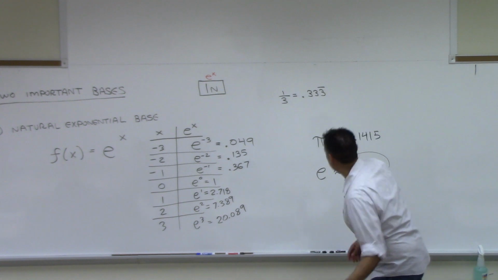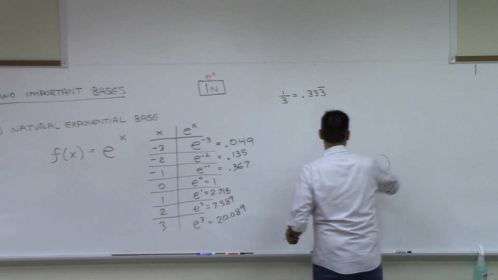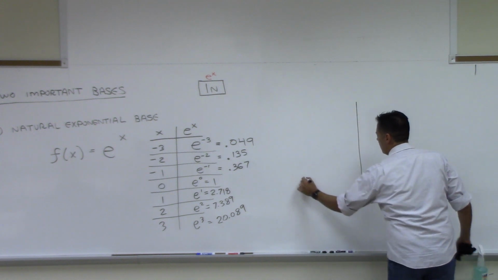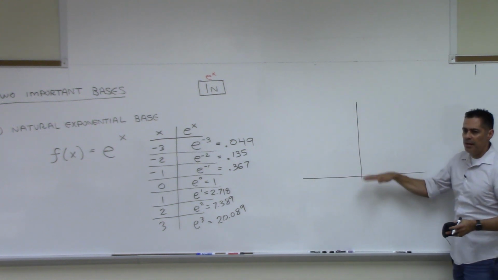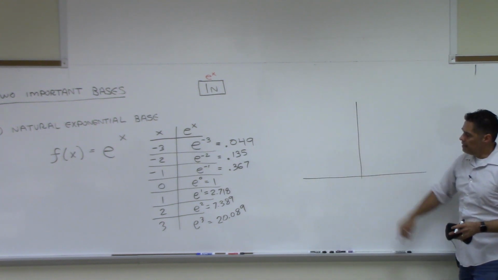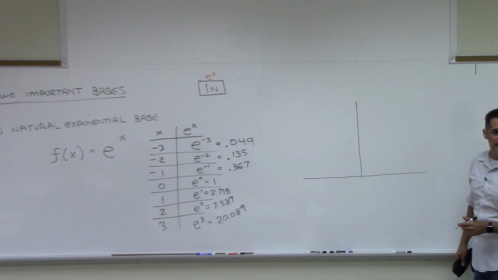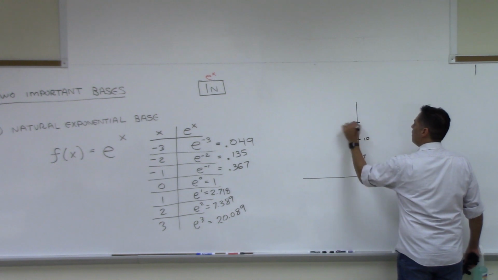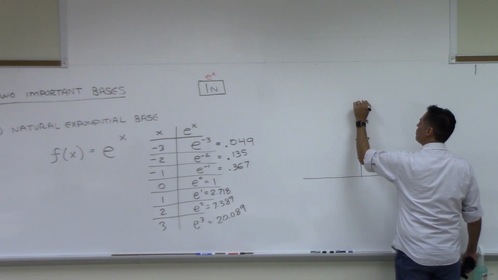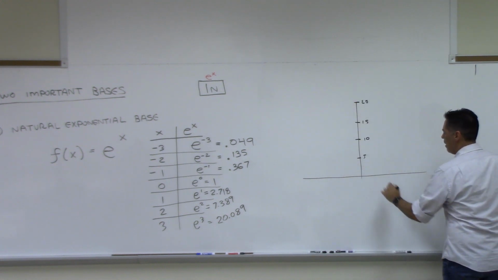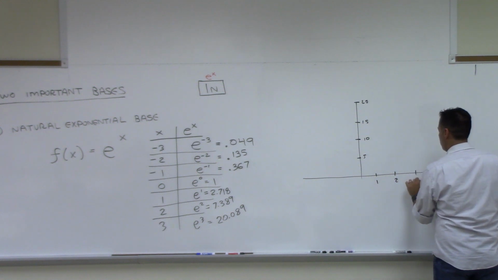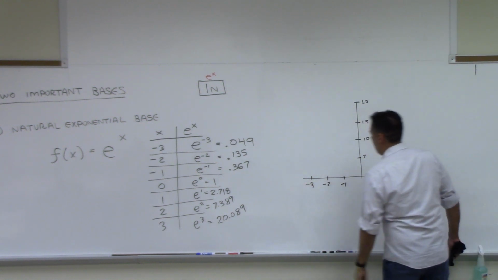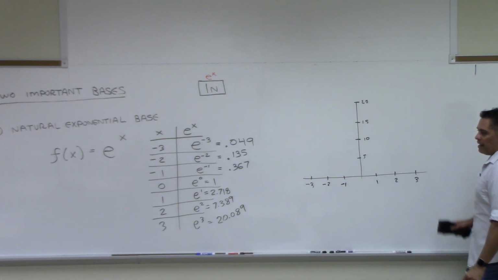All right, so now what I'd like to do is graph it. So I'm just going to do a little graph. Again, I don't need to go down with this because I know my answers are always positive. And the biggest one I get is 20 this time, so I'll still count by fives: 5, 10, 15, 20. If I go a little past 20, that's okay. And then I'm just going to do 1, 2, 3, and then -1, -2, -3.